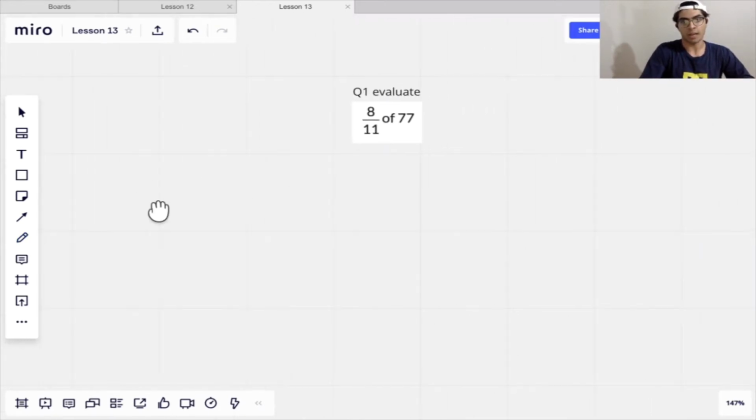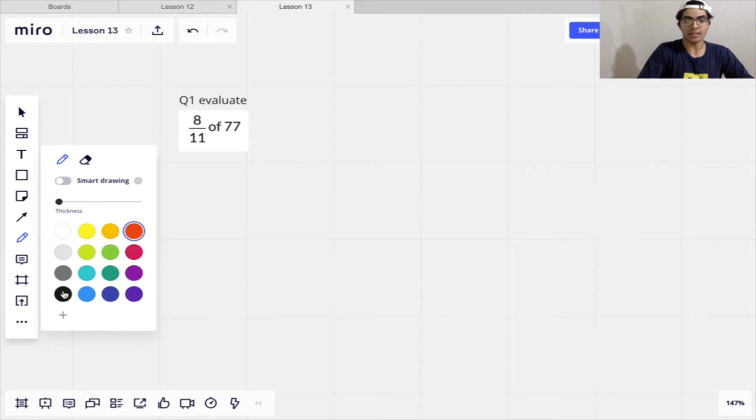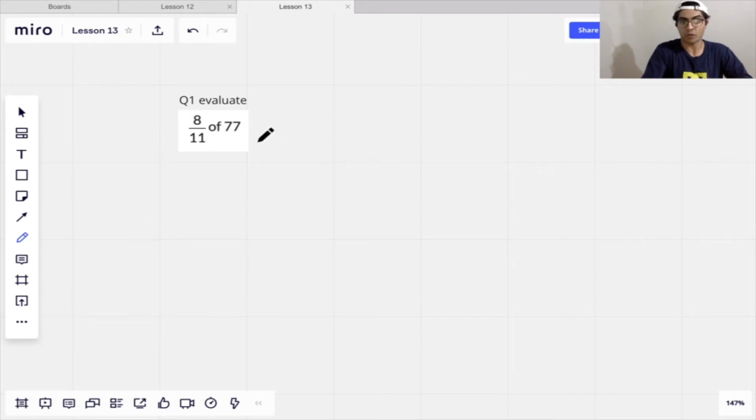Question 1 is to evaluate 8 over 11 of 77. Okay, 8/11. It's asking what is 8/11ths of 77? So what you want to do is somehow find what this fraction is applied to this number. So what you do is you do 8 over 11 and then times by 77. That's all it is. And why does this happen?